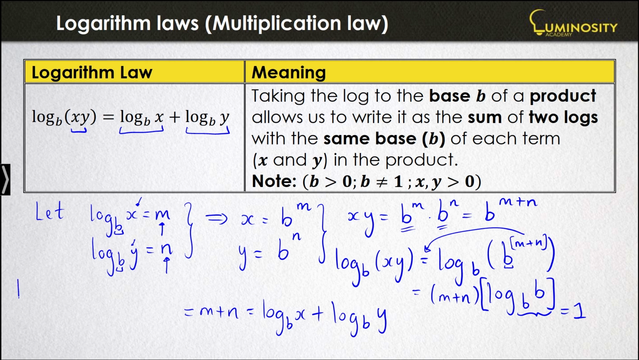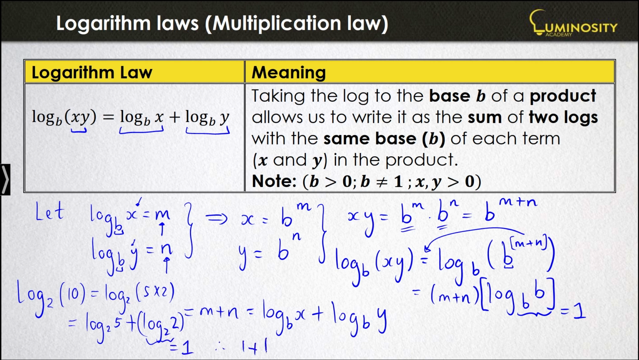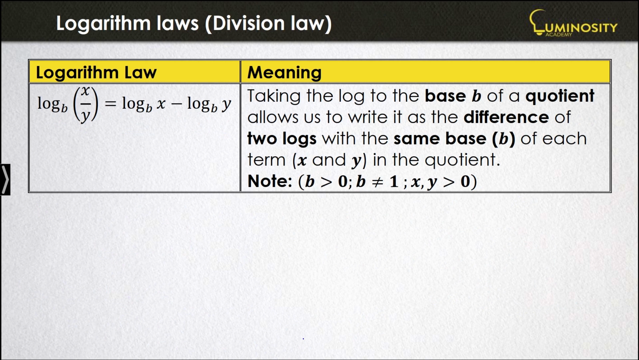So for example, the log base 2 of 10 can be broken up as the log base 2 of 5 times 2. And you can break that up further into the log base 2 of 5 plus the log base 2 of 2. And we know from the identity law, this is equal to 1. So it'll be 1 plus log base 2 of 5. So that's an example of using the multiplication law.